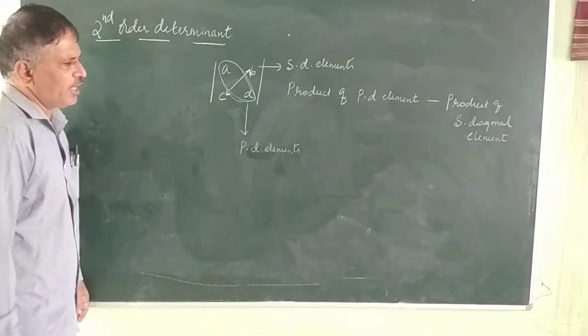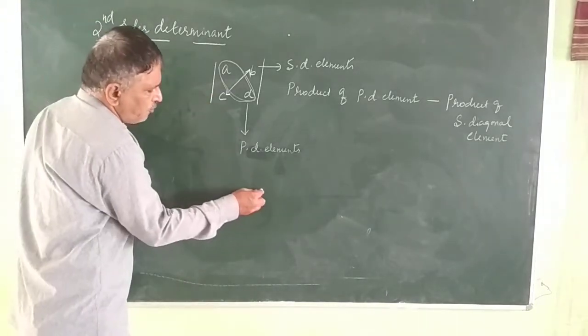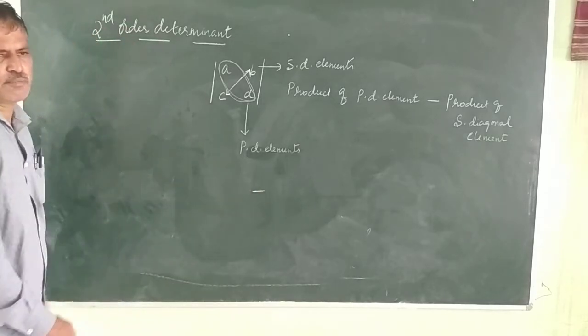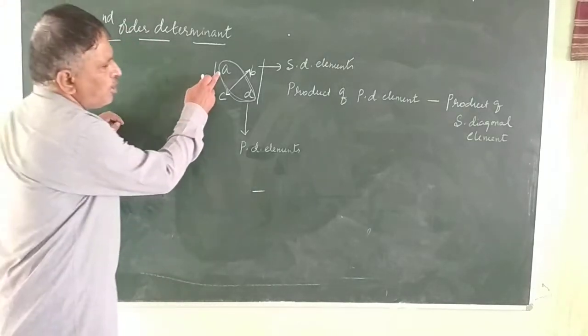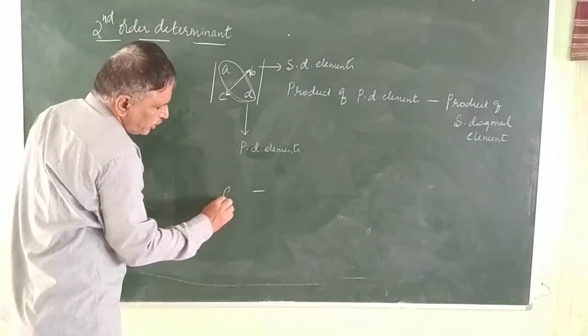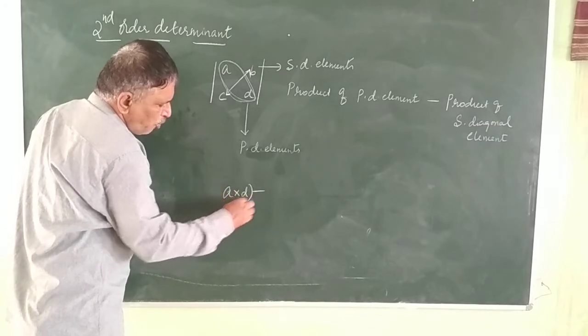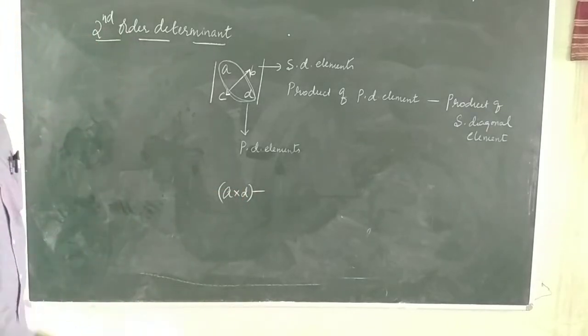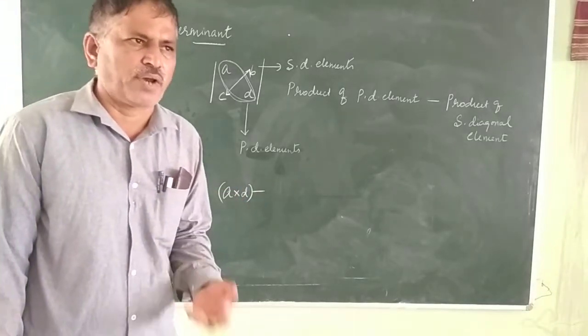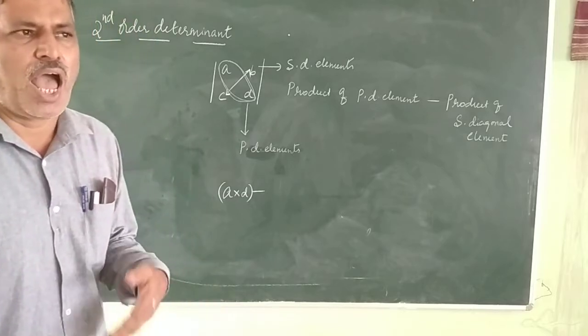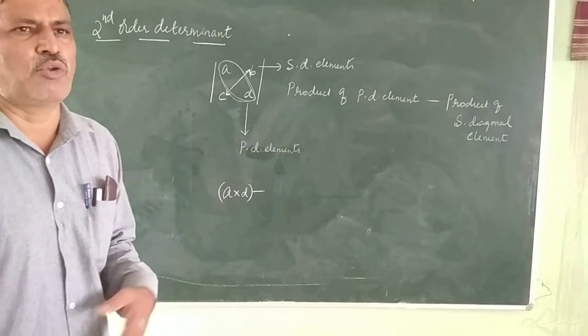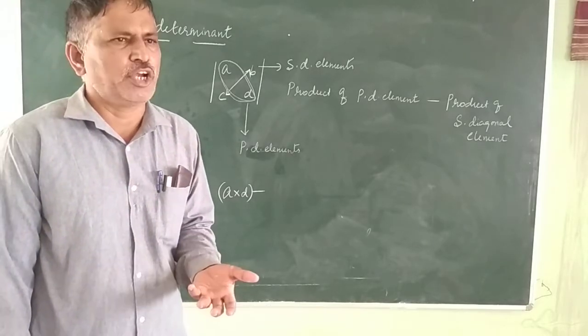So very clearly I can write: difference means what? Minus. Product of the principal diagonal, that means A into D. Product means you need to multiply. Quotient means you need to divide. Sum means you need to add. Difference means you need to subtract.